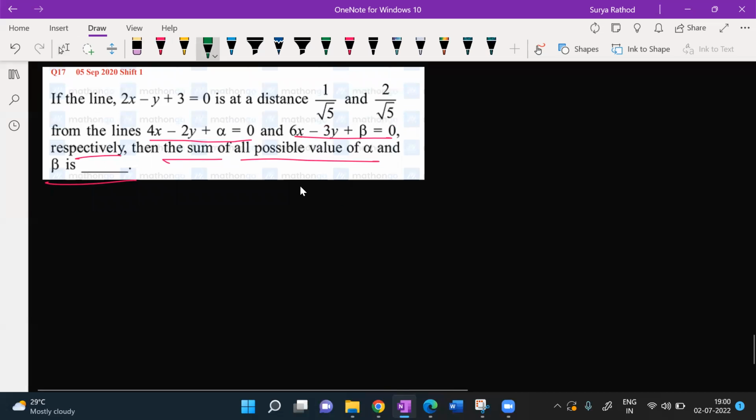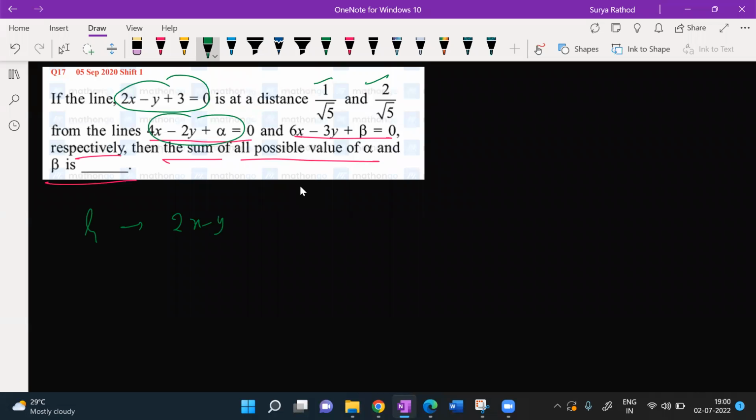So what is the answer, guys? Look at it. This is a line. Is that at a distance of 1 by root 5 and 2 by root 5 from the line? Okay, so line 1 he has given is 2x minus y plus 3 is equal to 0. So the distance of this from the line, guys, look at it.